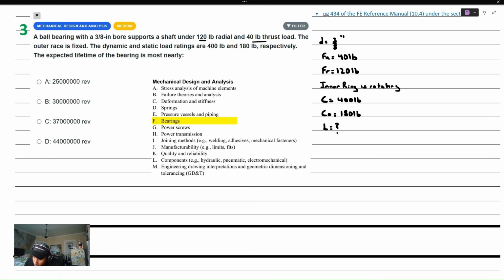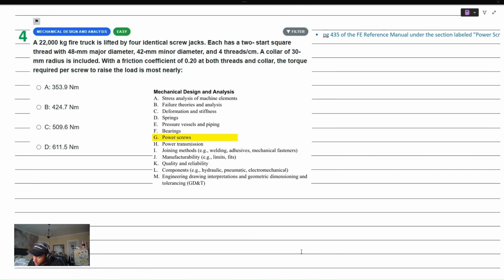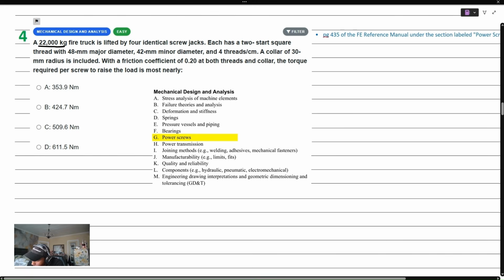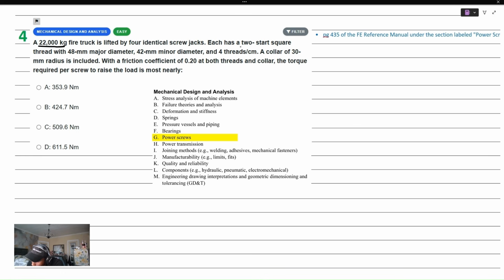So let's go ahead and move on to the next problem. In this problem here, we have a 22,000 kilogram fire truck and it's lifted by 4 identical screw jacks. Each has a 2-start square thread with a 48 millimeter major diameter and a 42 millimeter minor diameter. So let's put down some of these things. We understand that the total mass is 22,000 kilograms and it's lifted by 4 identical screw jacks. That means each one is really going to be lifting a quarter of that mass.